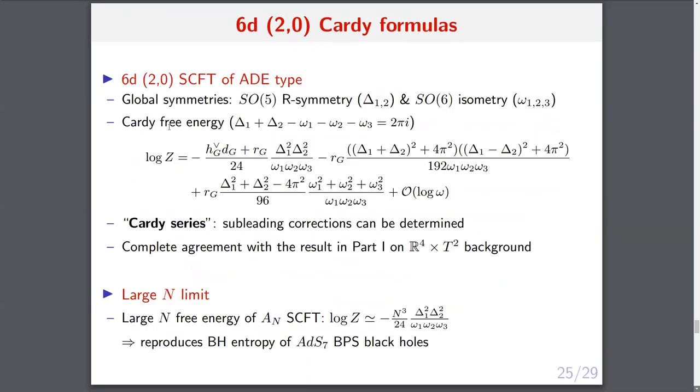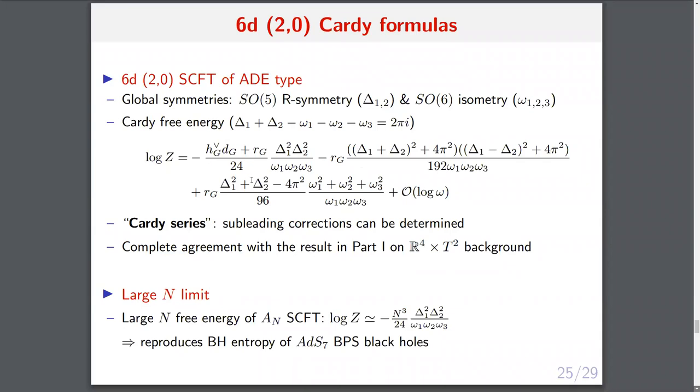So after integrating them, you obtain the following Cardy free energy, log Z. It takes a complicated form, but what we can see is that the first line is the leading term in the Cardy limit because it depends on 1 over omega cubed. And the second term is the subleading correction in the Cardy limit, which scales as 1 over omega. Therefore, this Cardy free energy takes the form of a Cardy series in the sense that the subleading corrections can also be determined from anomalies. And I could also check that it is in complete agreement with the result in part one if we take the background manifold as S^1 times T^2.